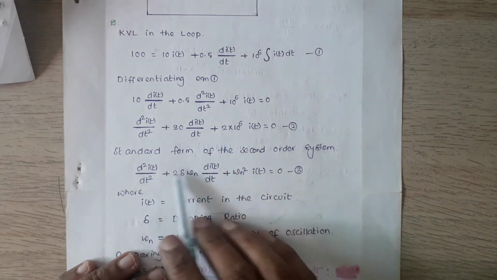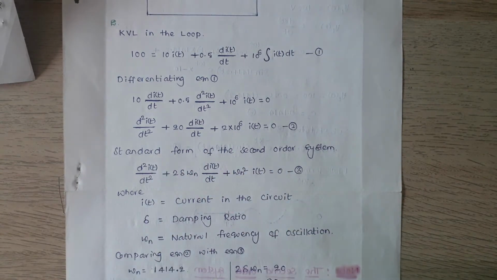Compare this with the standard form of the second order system. The standard form is d²I(t)/dt² plus 2 zeta omega n dI(t)/dt plus omega n squared I(t) equal to 0. Here I(t) is the current in the circuit during the transient, that is, in between 0 and 5 time constants. Zeta is called the damping ratio, and omega n is called the natural frequency of oscillation.